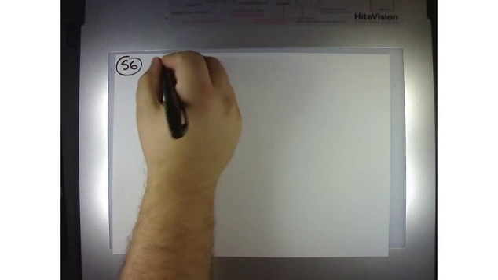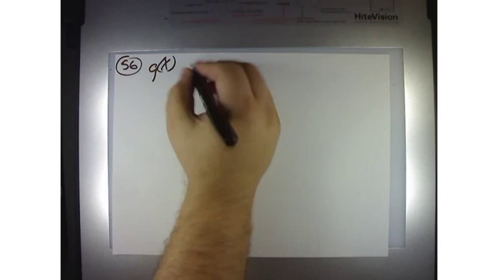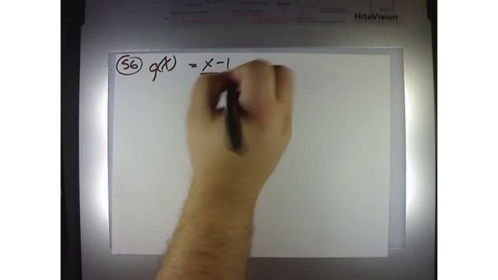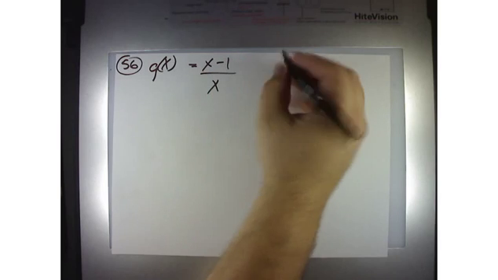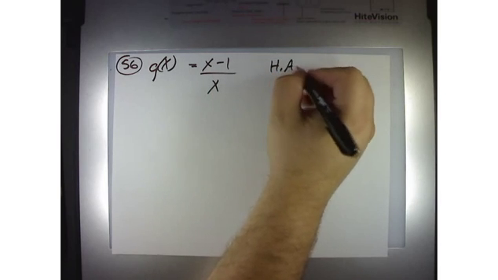Look at Q of x, which is equal to x minus 1 all over x. And it says find the vertical and horizontal asymptotes.